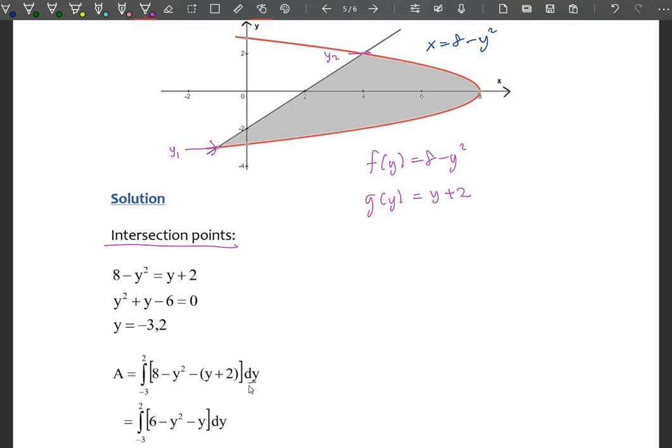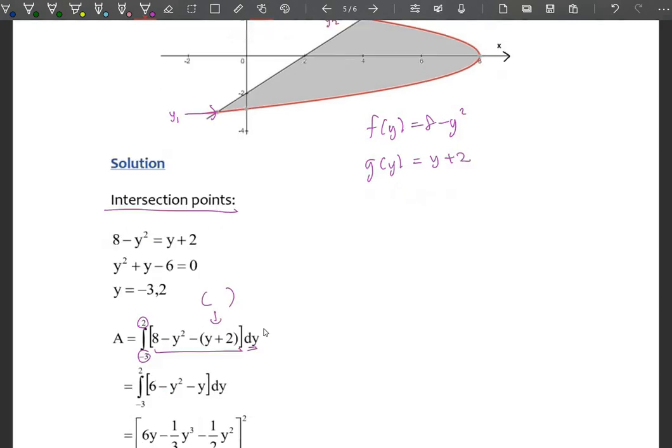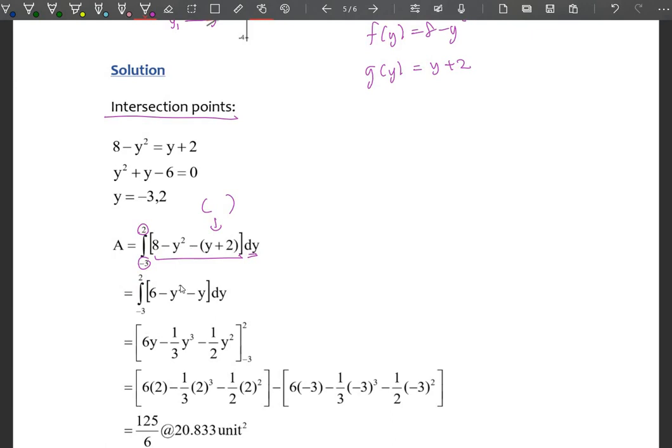Because we want to integrate with respect to y, remember the values here should also represent the values of y, and the function here should be in terms of y. So f(y) minus g(y): 8 minus y squared, minus y plus 2. Remember to write this in brackets, compulsory. Next, simplifying the above equation, it will be 6 minus y squared minus y.